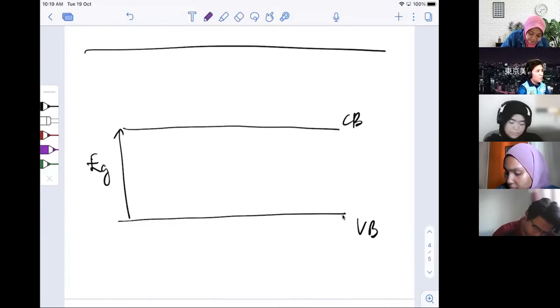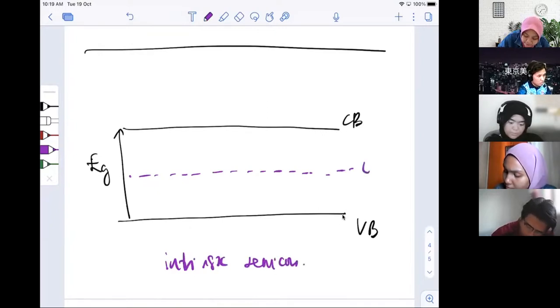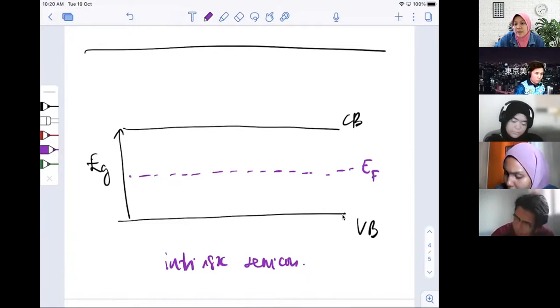So let's draw. It's intrinsic. For an intrinsic semiconductor, the Fermi level is exactly in the middle because the probability of finding electrons and holes are the same. That's why it's in the middle. There are many definitions in the textbook, but I think the easiest way to understand the Fermi level is as a level to understand the probability of finding free carriers.